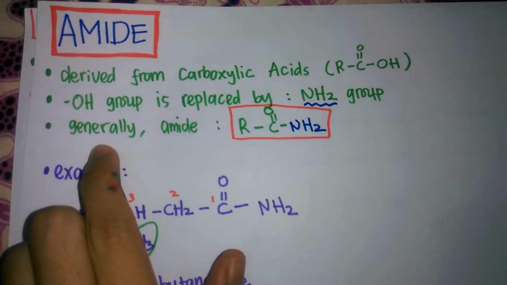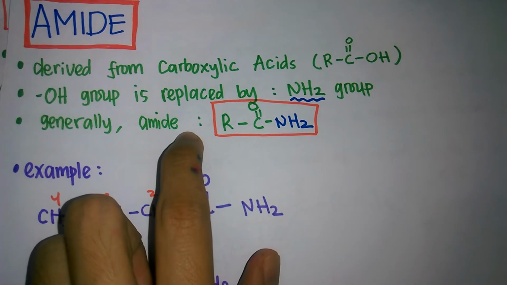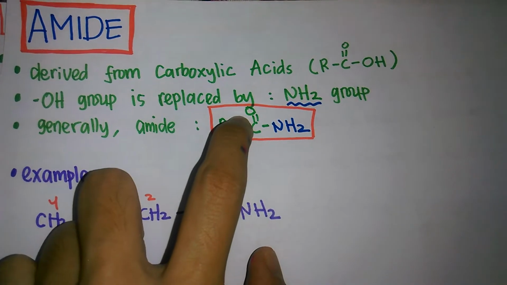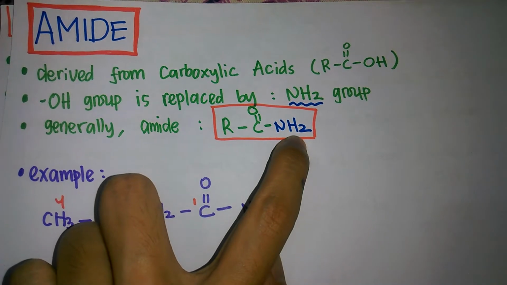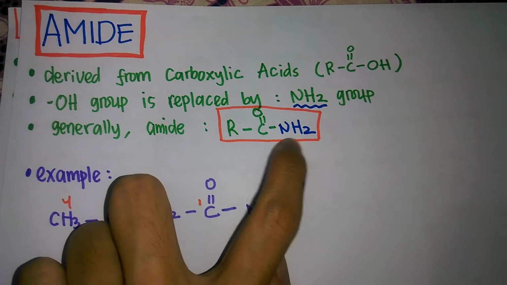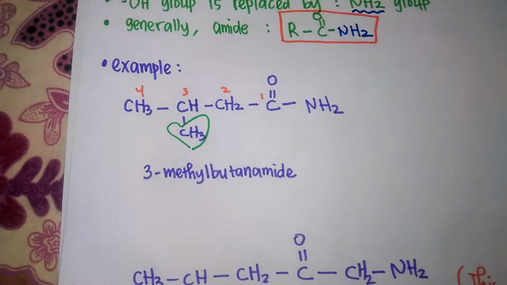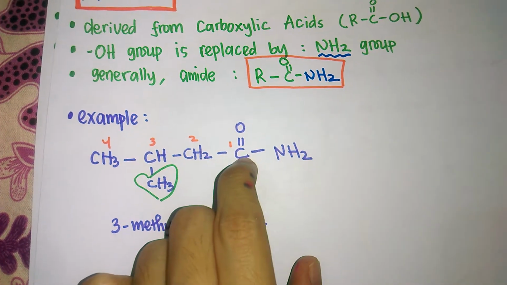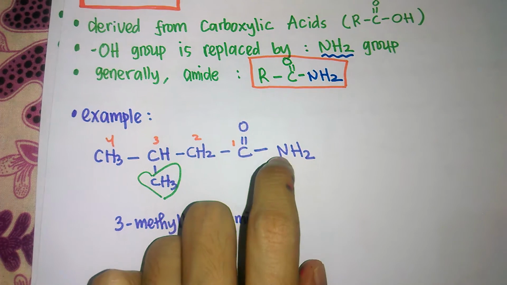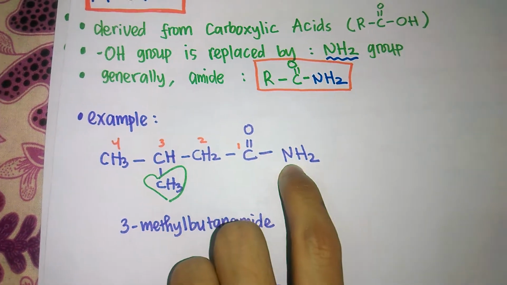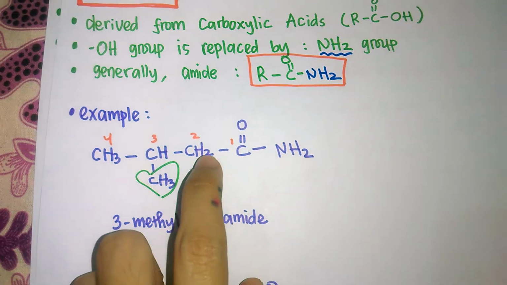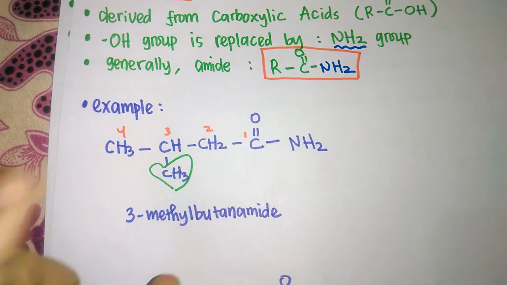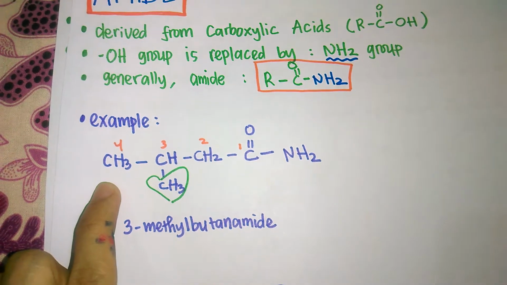So in general, amide can be written as alkyl, C double bond O, and NH2 because the OH has been replaced by amine. For example, look at this: the OH has been replaced by NH2 and we have CH2, CH, CH3 and CH3.